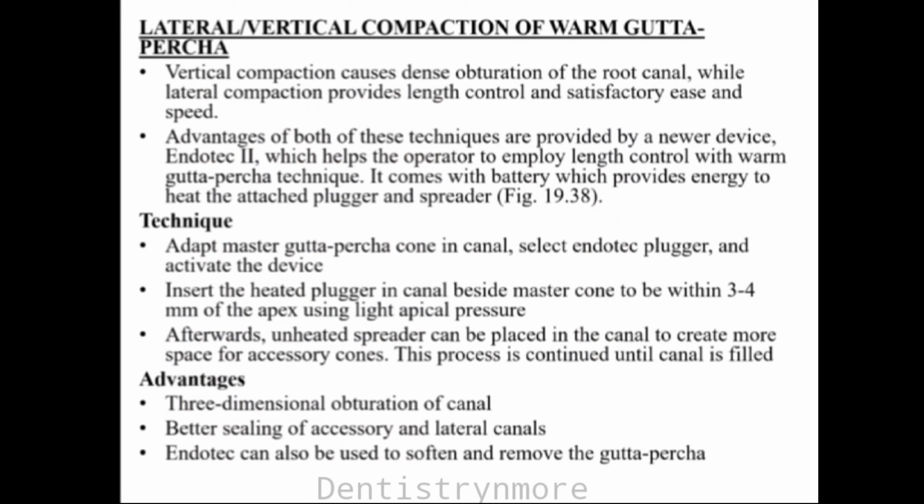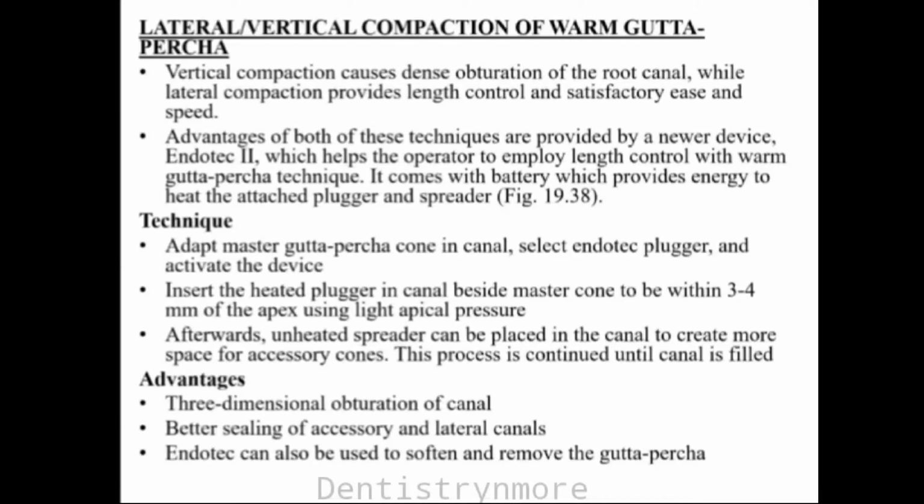Next we are moving to vertical compaction of warm gutta-percha. This causes dense obturation of the root canal, while lateral compaction provides length control and satisfactory ease and speed. The advantages of both these techniques are provided by a newer device, Endotec 2, which helps the operator employ length control with the warm gutta-percha technique. It comes with a battery which provides energy to heat the attached plugger and spreader.